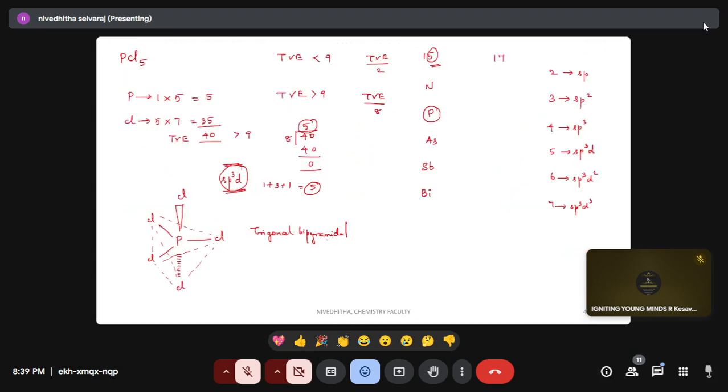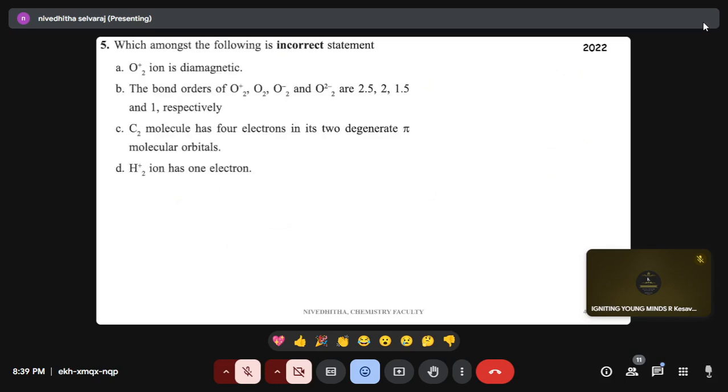Now we'll move on to the next question. Which among the following is an incorrect statement, which is very easy. We have to find whether O2 plus is a diamagnetic species, and we have to find the bond orders. The third statement is that the C2 molecule has 4 electrons in its 2 degenerate pi molecular orbitals, and the fourth statement is that the H2 plus ion has 1 electron. Find which one is incorrect.